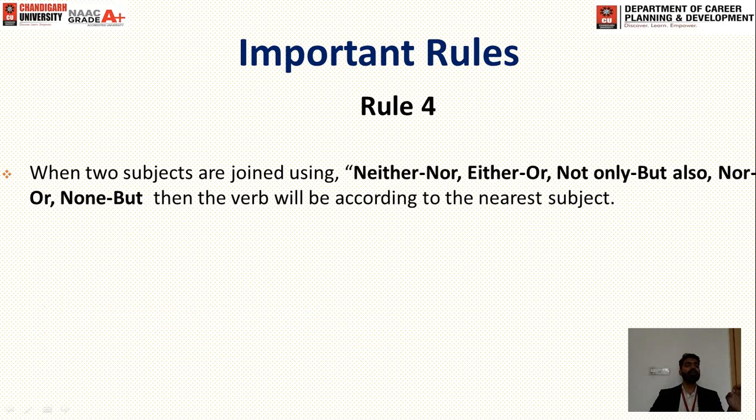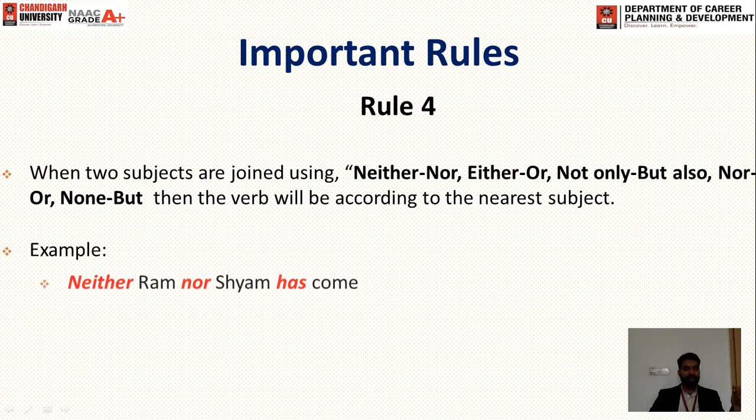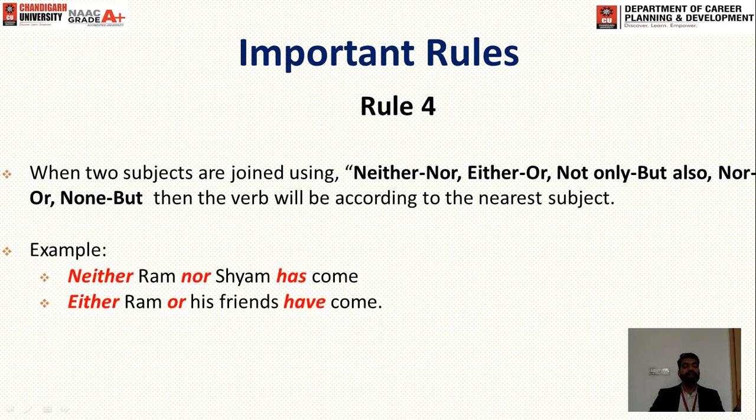Okay, now when two subjects are joined using neither nor, either or, not only but also, nor or, not but, then the verb will be according to the nearest subject. It's quite opposite to the previous rule number 3. So examples are, "neither Ram nor Sham has come." Both are singular, no problem. "Either Ram or his friends have come." Now you need to understand, this is plural, then again we'll be using the verb in plural, because as per this particular rule, we'll be forming our verb as per the nearest subject.